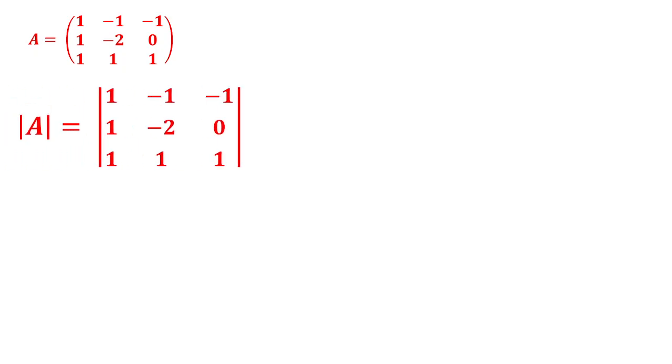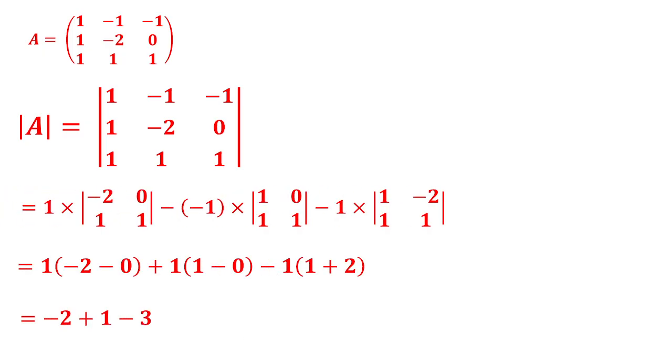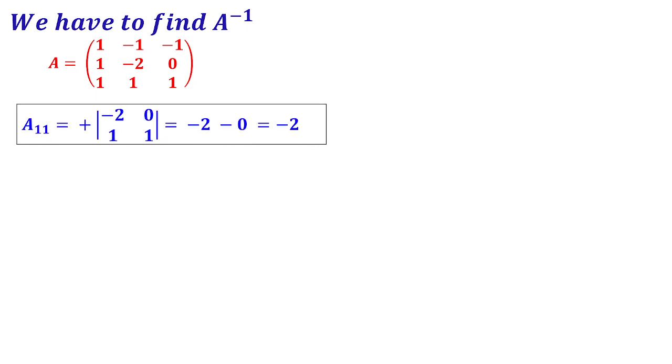I am finding it by expanding with respect to the first row, and determinant A is minus 4. This is a very important number because this is going to give you the final answer. Now we have to find A inverse, and for A inverse we have to find the adjoint matrix. We have to find the cofactors of all the elements. It is always advisable to get the cofactors individually.